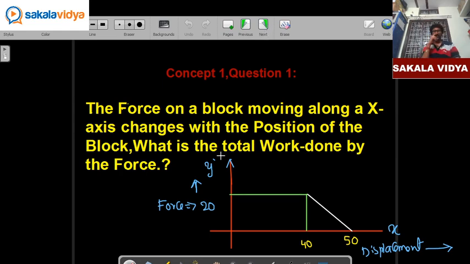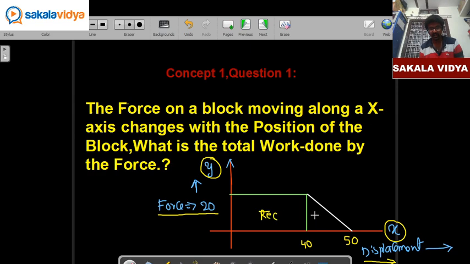So, guys, once read this question. The force on a block moving along x axis changes with the position of the block. What is the total work done by the force? See here, force of 20 kilonewtons is plotted on our y axis, where displacement is plotted on the x axis. So, here the graph is a combination of a rectangle and a triangle.